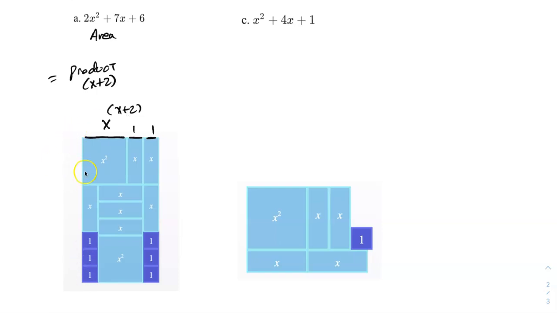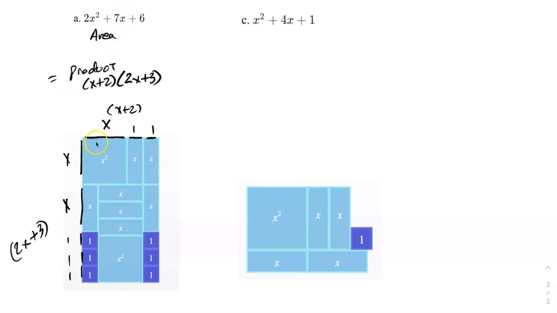And then going down the side here, this length here is an x. That's another x. And then these are 1s. So I have 2x plus 3. And we factored it using algebra tiles. I was able to rewrite this as a rectangle using algebra tiles.